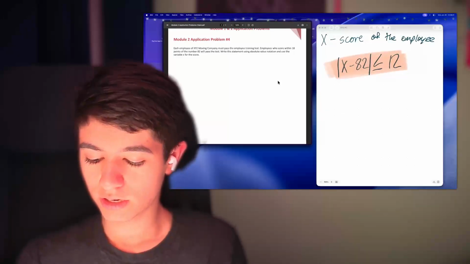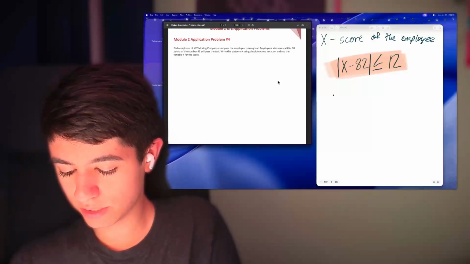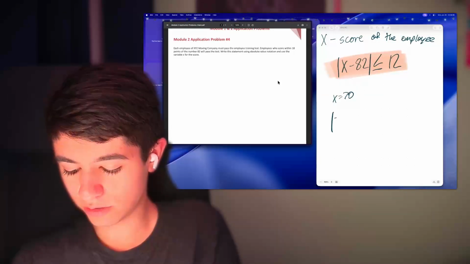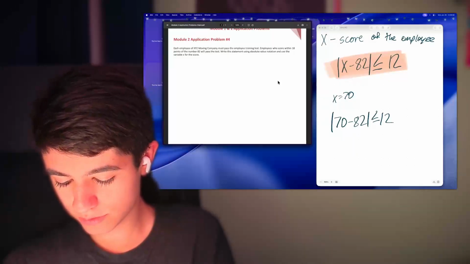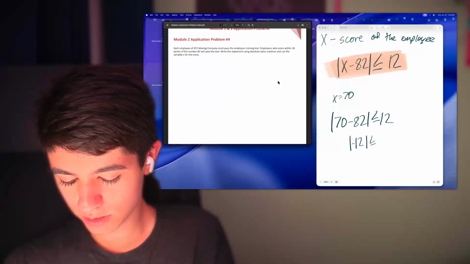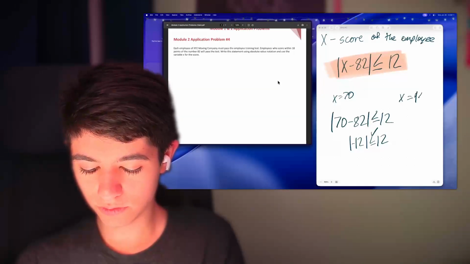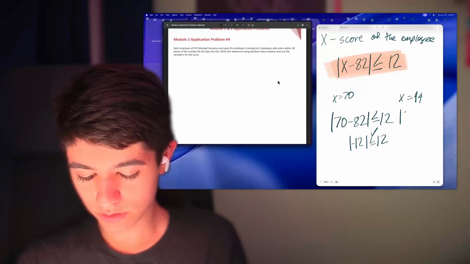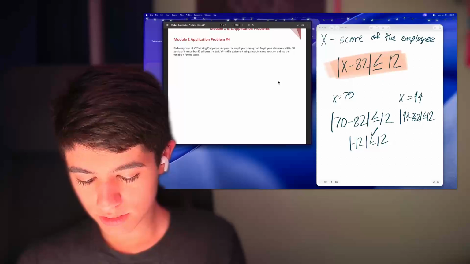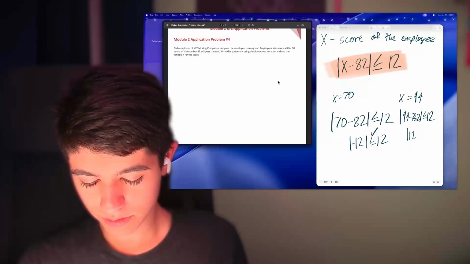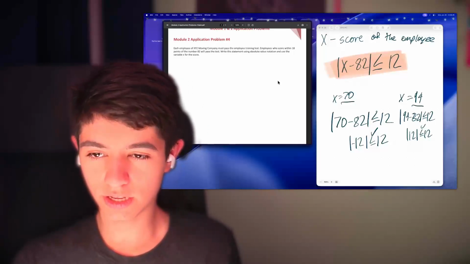This is our answer. And now we can check our answer with a few edge cases. For example, if X was 70, it would be the absolute value of 70 minus 82, which is negative 12 in the inner part, and the absolute value 12 is in fact less than or equal to 12. Or if X was 94, then the absolute value of 94 minus 82 is in fact equal to 12 as well. So the two edge cases of this scenario would be 70 and 94.